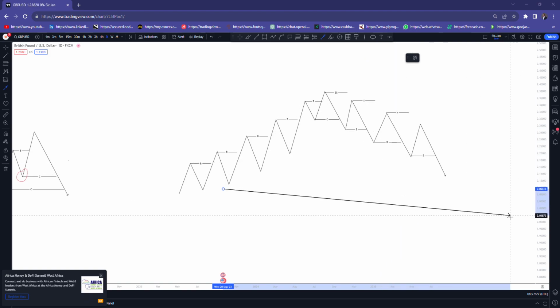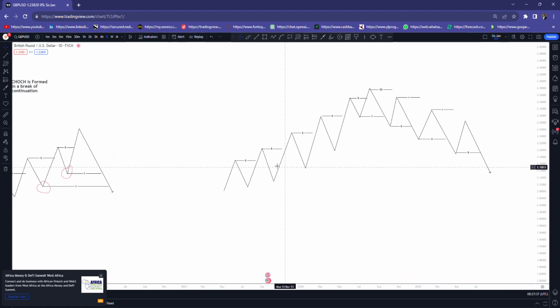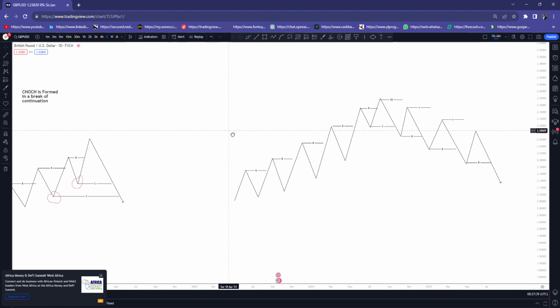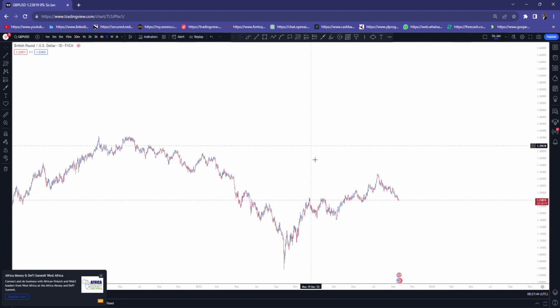It always depends on the type of trader that you are. So yeah, I hope you guys understand these differences of break of structure and change of character. Let's try to go into the real price.